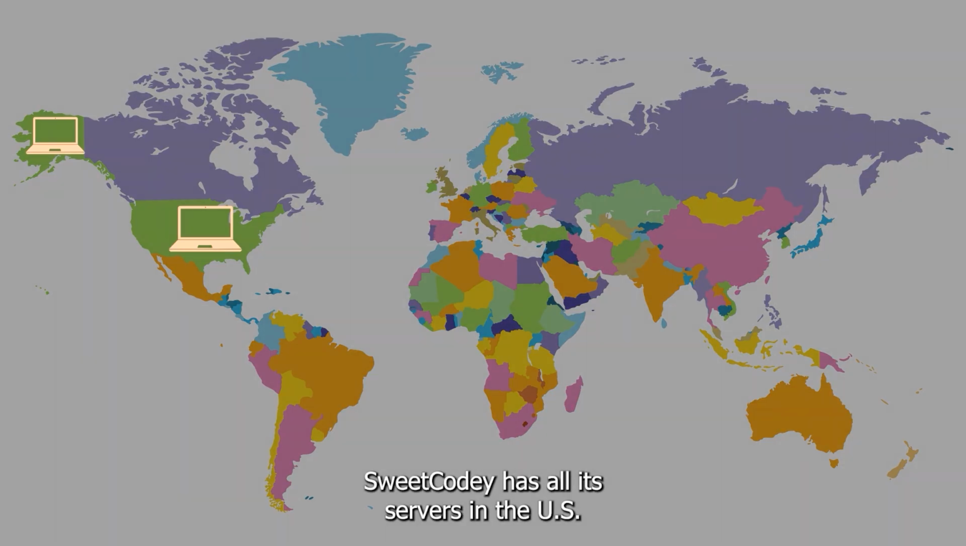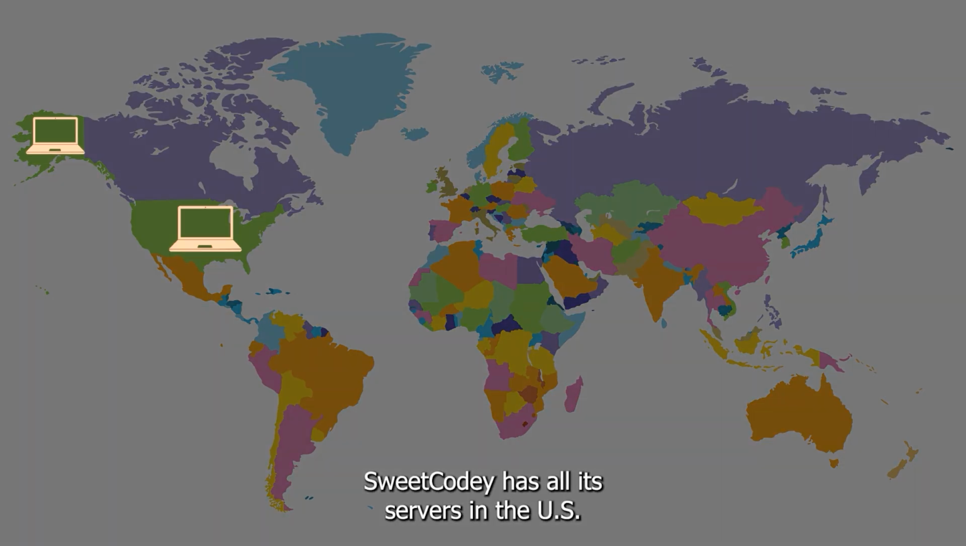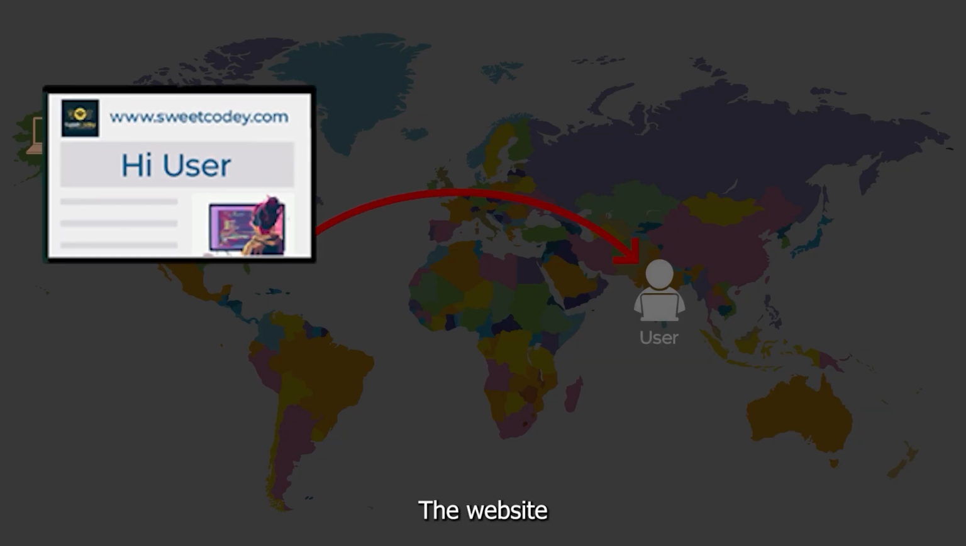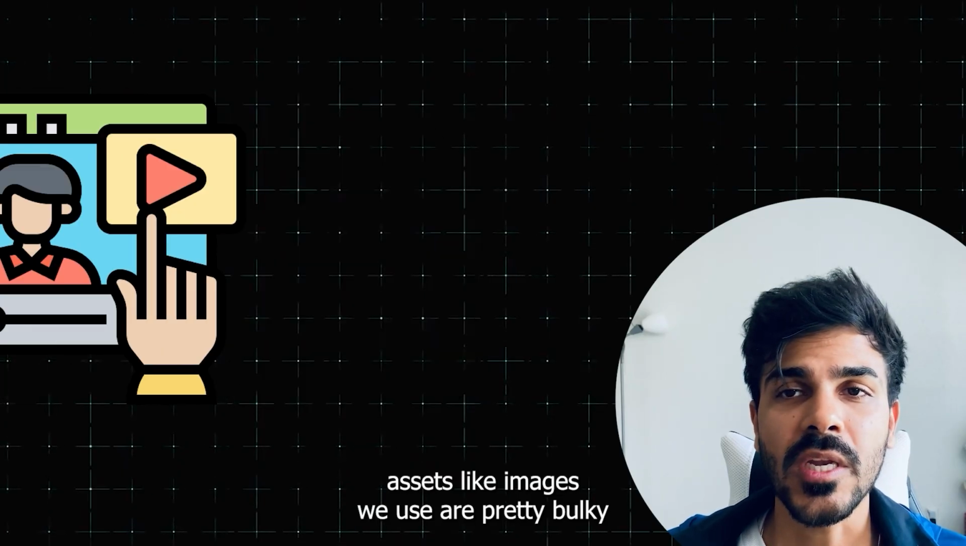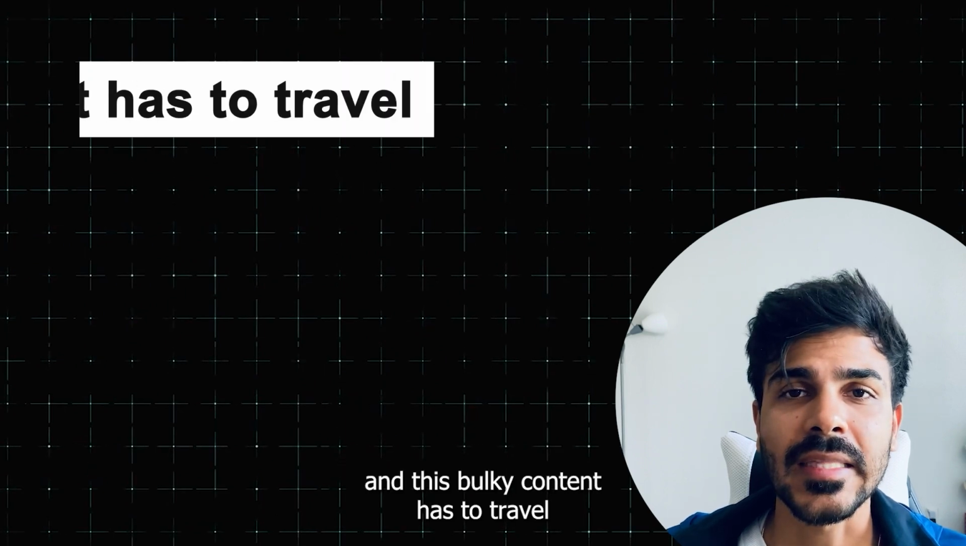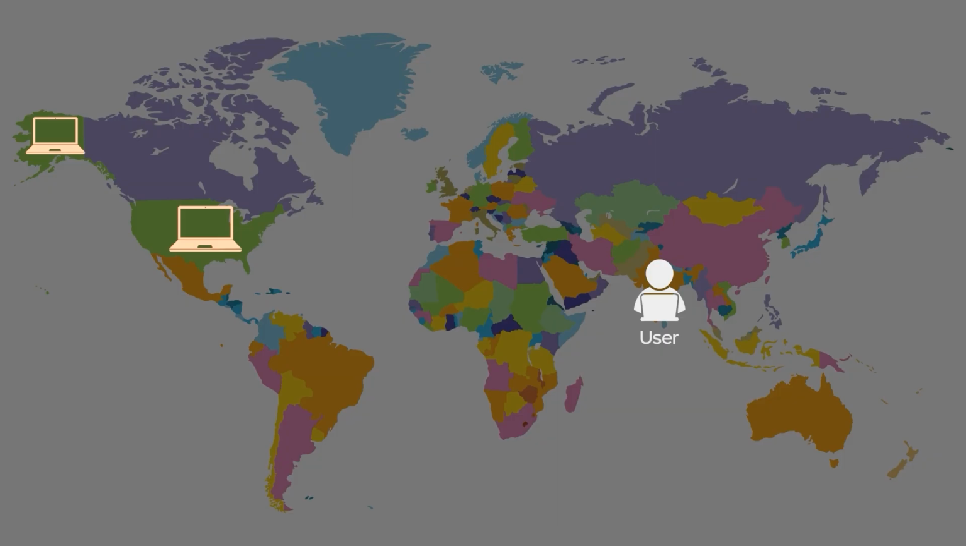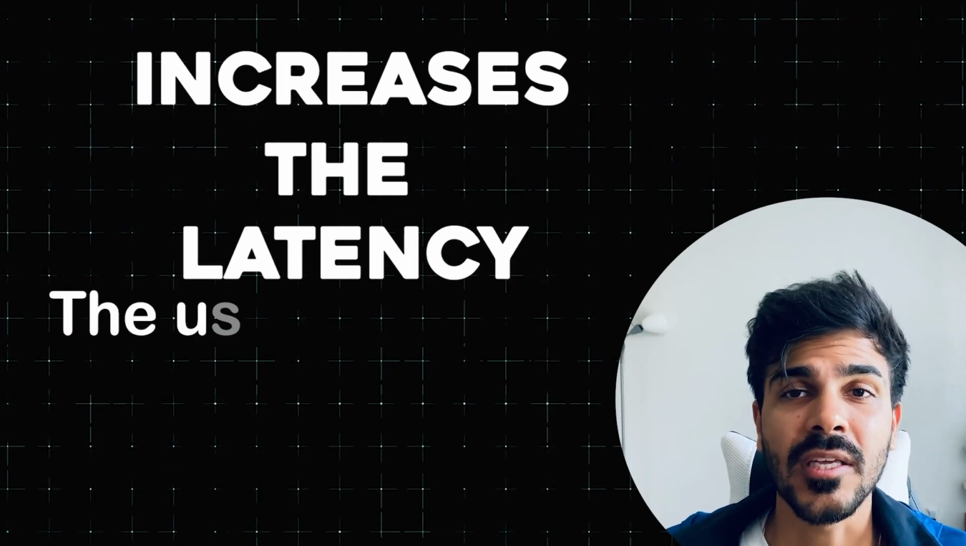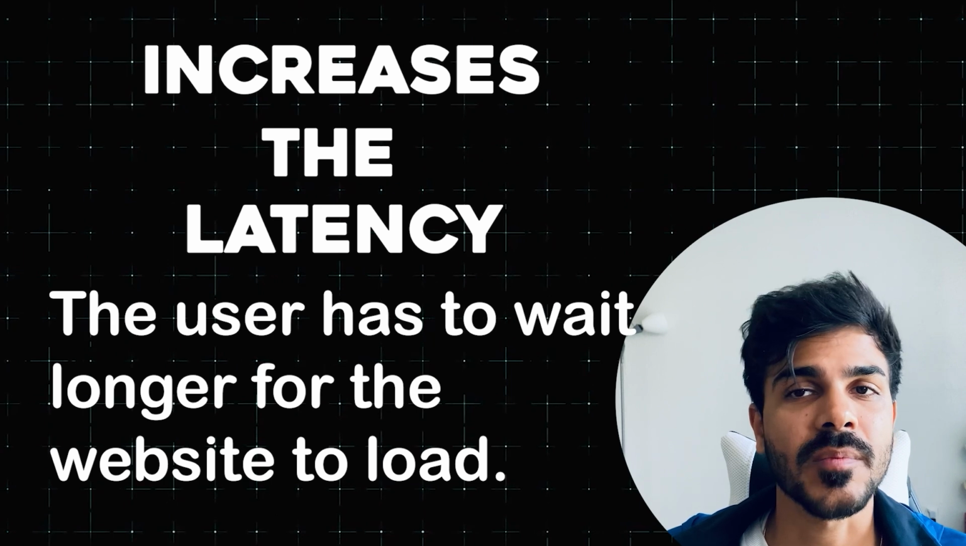Let's say Sweet Cody has all its servers in the US, and then a user from India tries to open sweetcody.com. The website assets like images and videos are pretty bulky, and this bulky content has to travel all the way from the US to India. Now, this long journey increases the latency, meaning the user has to wait longer for the website to load.